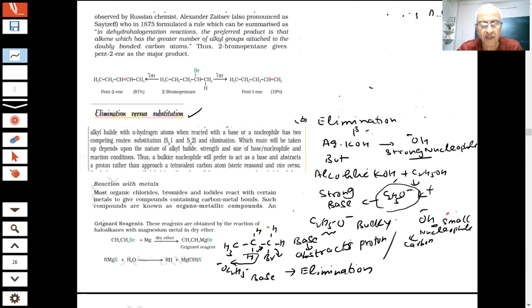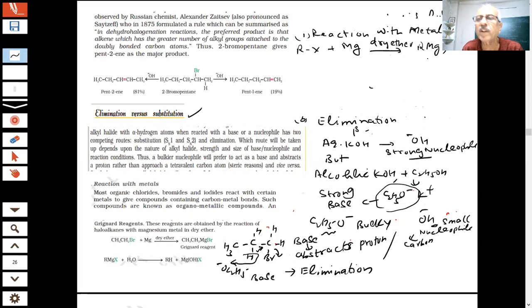Now we are coming to another important reaction. Everything is important. Make sure that these are always questions and will be used. Now we are coming to another important reaction, that is reaction with metals. Students, look, alkyl halides react with metals, and you already know the very important Mg in the presence of dry ether. Product is RMgX. What is this known as, student?